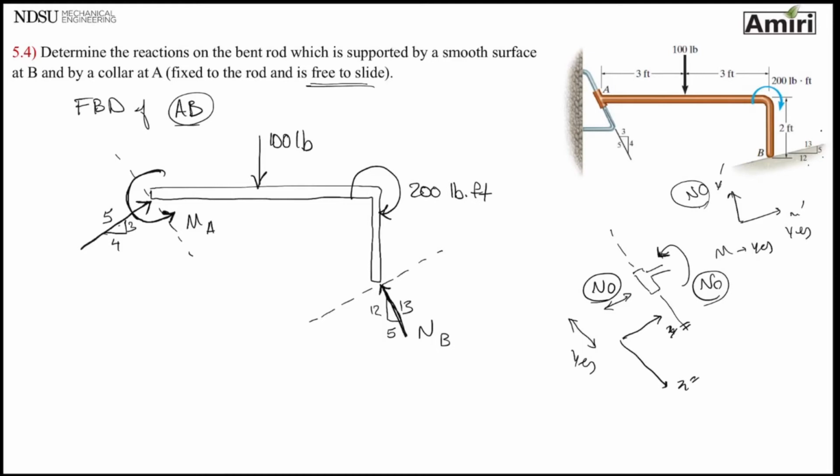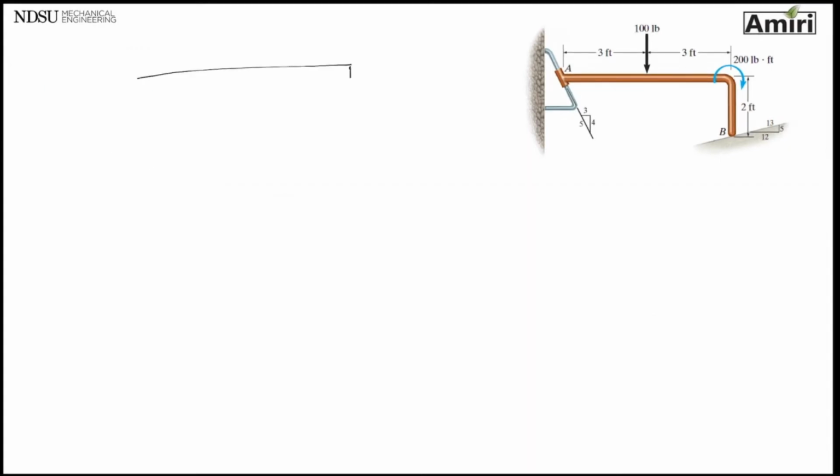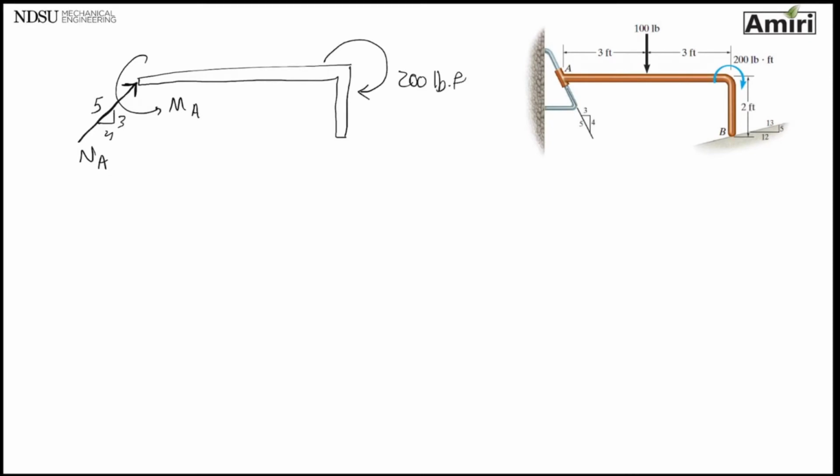Okay, so let's see, how many unknowns do I have? M sub A, this one I didn't give it a name. Let's call it normal force at A and normal force at B. So I have 3 unknowns. Let me draw it really quick here. MA, NA perpendicular with 3, 4, 5, 200 pound feet, and normal at B with 12, 5, 13. Don't forget the 100 pounds. There we go. Okay. I have 3 unknowns and I have to write equations.